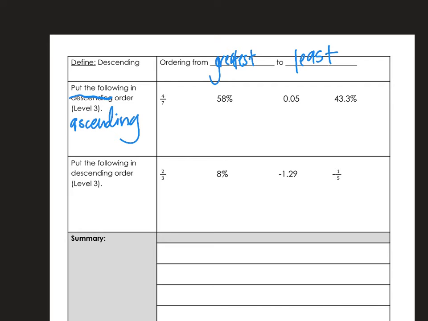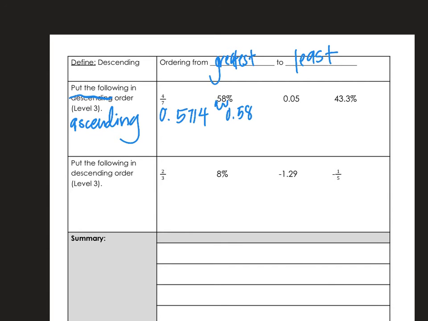We need to change each of these to decimals, and then we need to write them in original form from least to greatest because we're doing ascending. When you do 4 divided by 7 in the calculator, you get 0.5714. When you change 58% to a decimal, that means you're moving the decimal point 2 spaces to the left. So that's going to be 0.58.